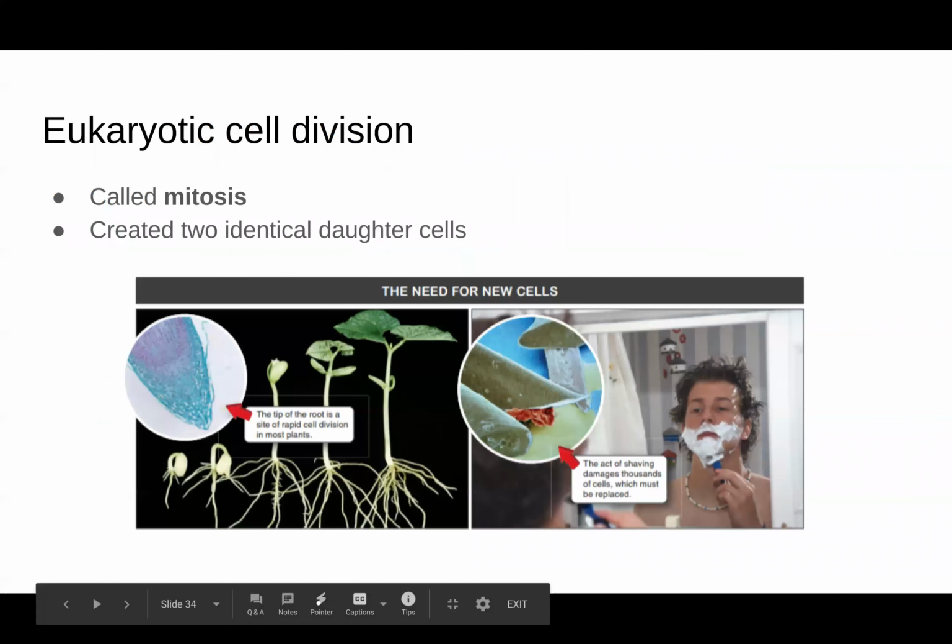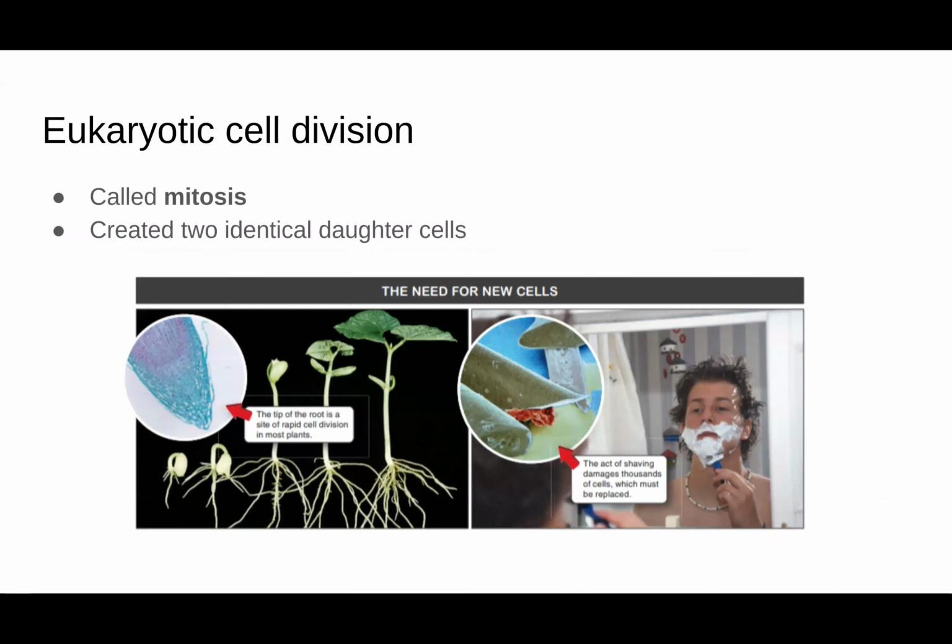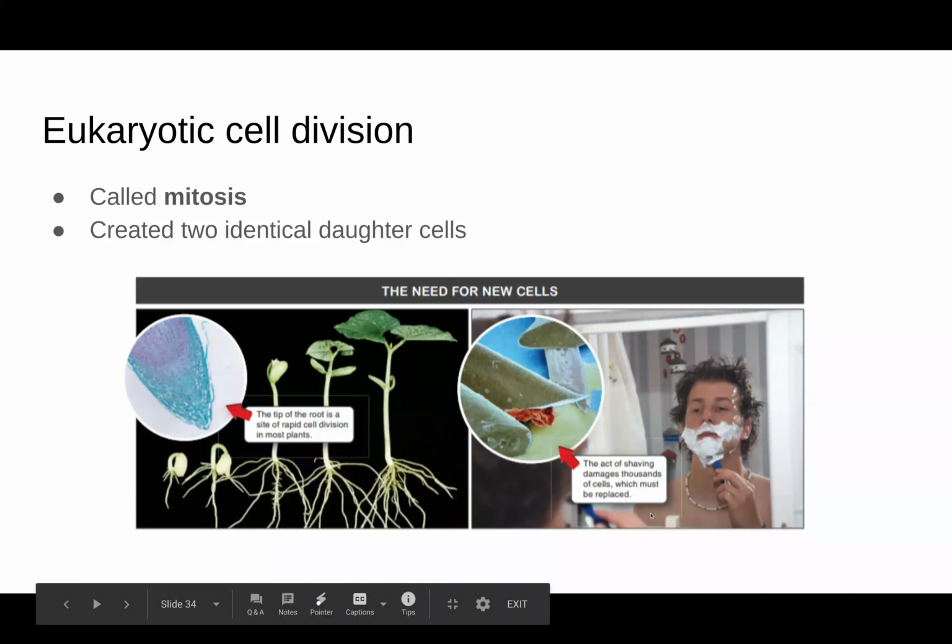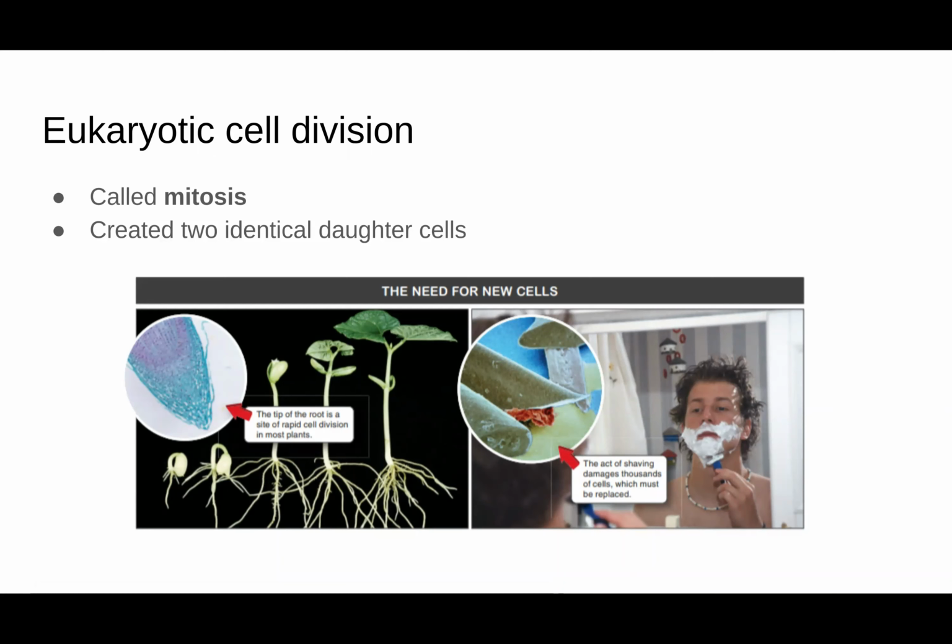So let's talk about eukaryotic cell division. Again, this is called mitosis, and this is the way we make new cells. If I was shaving, like this guy here, and I cut my cells, well, I don't just leave an open wound, right? I don't just leave open wounds on my body. I have to repair those wounds.